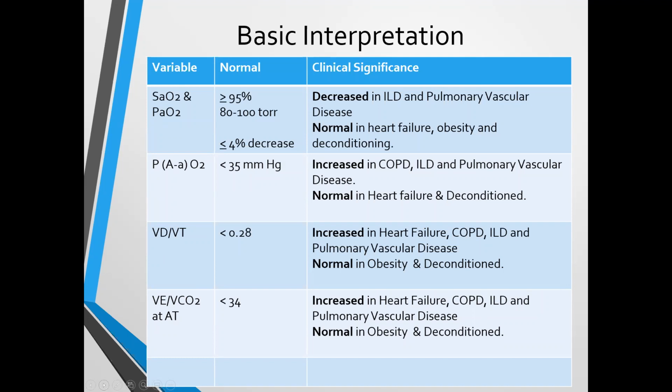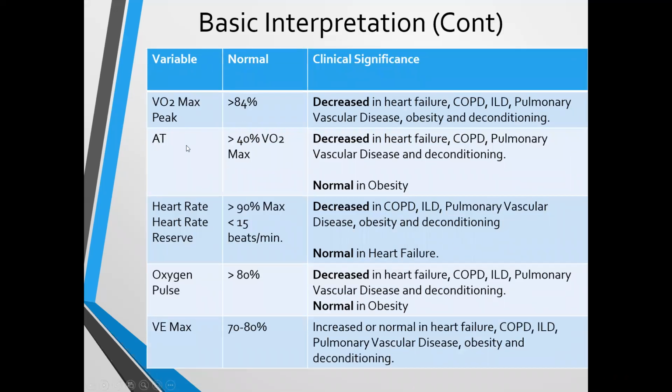So you're kind of seeing where dead space and minute ventilation to VCO2, CO2 production at anaerobic threshold, both of those would be increased in the same conditions and normal in the same conditions. Let's take a look at a few more here. VO2 max at peak, so really we're talking about someone's maximum oxygen uptake. The figure that is normal is greater than 84%. And what's listed here are the conditions in which it would be decreased.